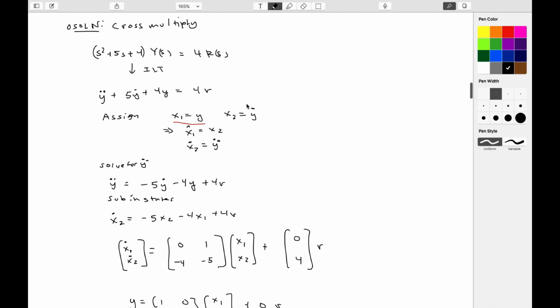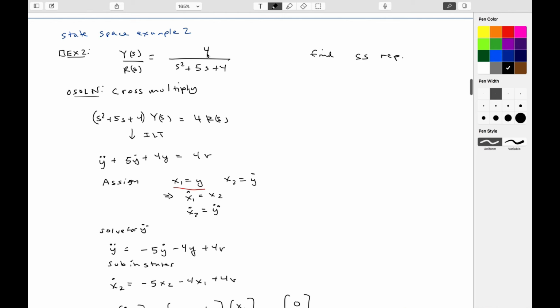So as long as we're in this form where the numerator has no powers of s, then we can do this and it's relatively straightforward.